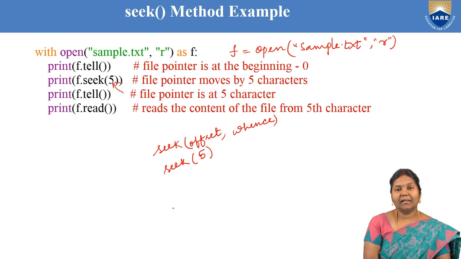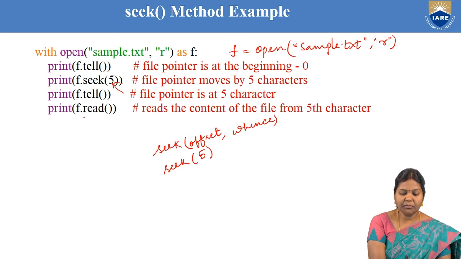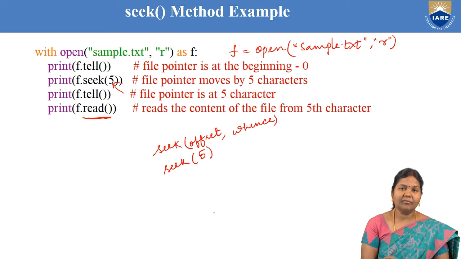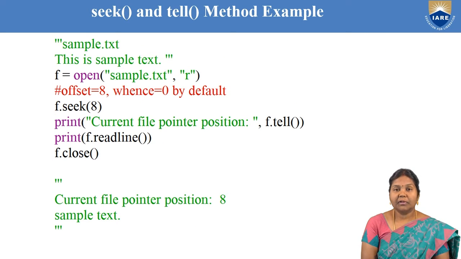Then with f.tell, you can check whether it has really moved or not, to see what the current file pointer position is. Now, from the 5th character onwards, if you want to read the remaining file, then you can write f.read. Whenever you use the f.read method, it will read the content of the file from the 5th character onwards, because the current file pointer is at the 5th character. And next we will go for another example.